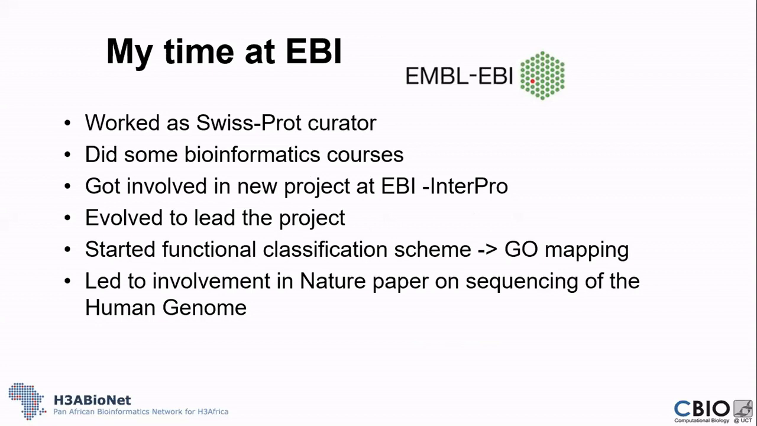So during my time at EBI, which is a part of the European Molecular Biology Laboratories across Europe, I did some work as a SwissProt curator, and I did a lot of bioinformatics courses there. The Human Genome Mapping project was based on the same campus. So this is the campus where the Sanger Center is. And so I did some bioinformatics courses there. And then I got involved in a new project to functionally curate, functionally annotate proteins in terms of their families and domains. It's called Interpro, and I eventually became leader of that project.